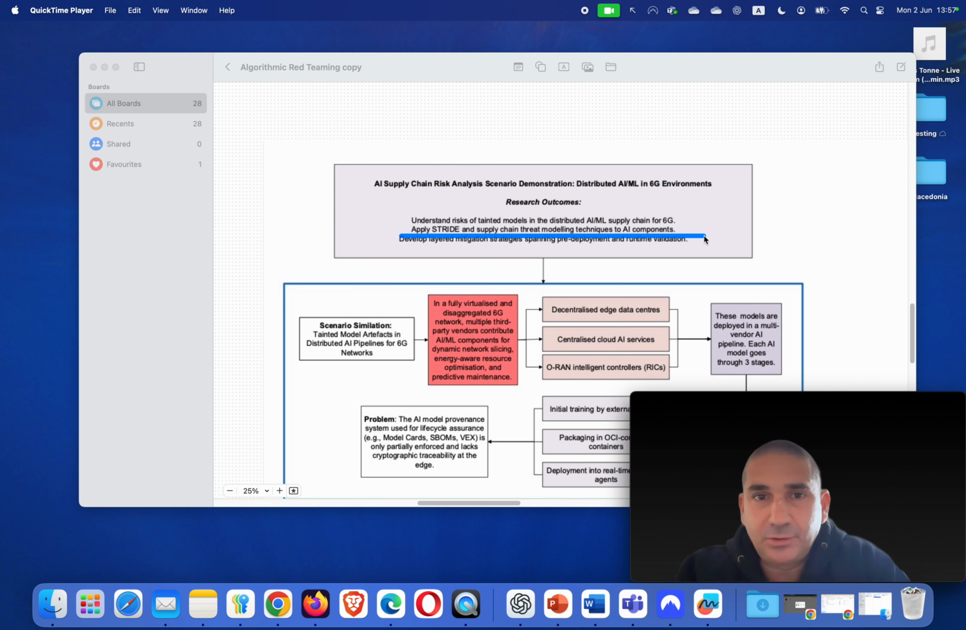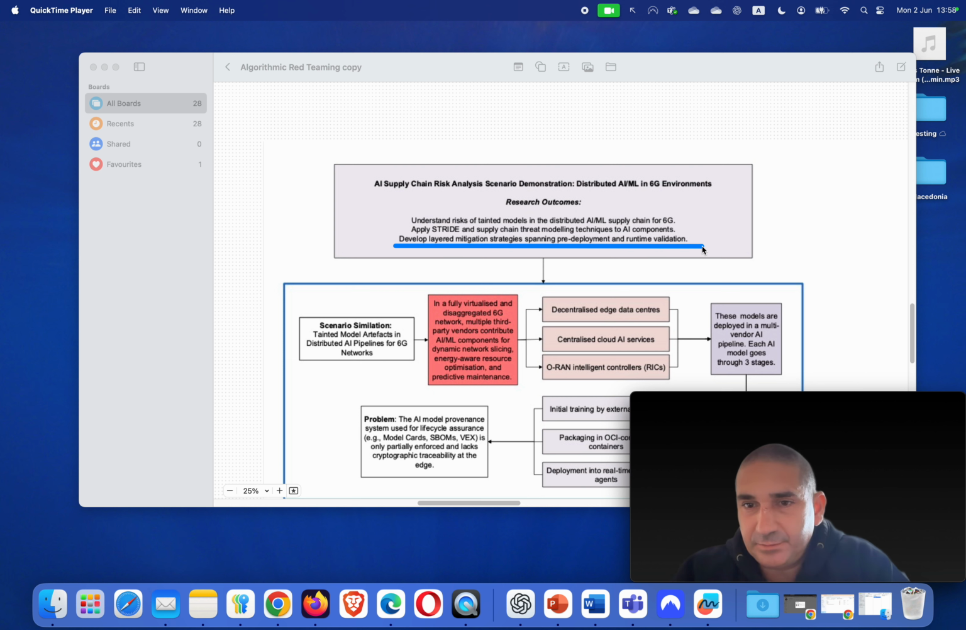I'm going to go through what is STRIDE. STRIDE is one of the frameworks for supply chain risk analysis scenarios and any form of AI scenario analysis. But it's more useful, in my opinion, for AI supply chain risk scenarios. And we can also be looking at developing layered mitigation strategies that span the pre-deployment and runtime validation.